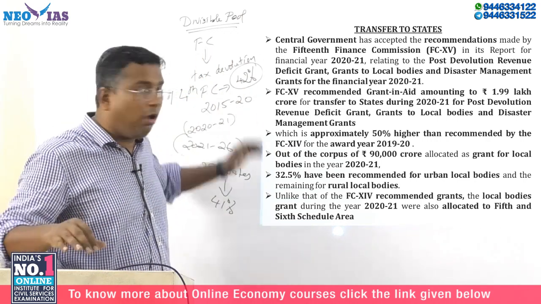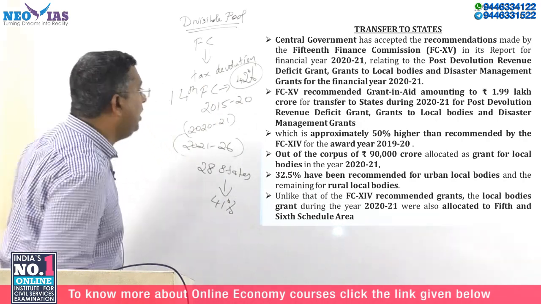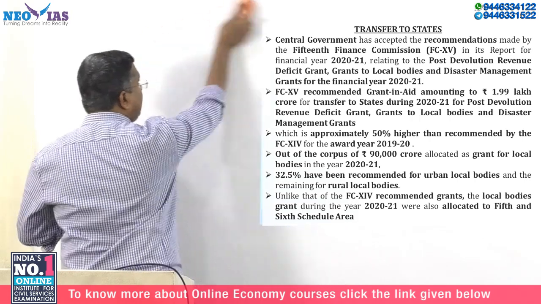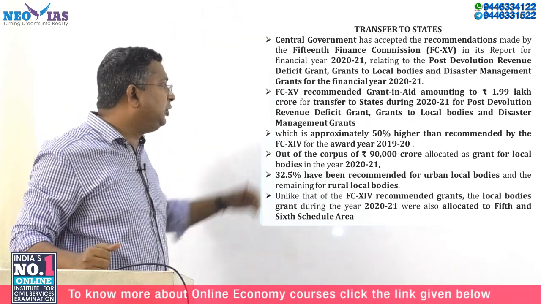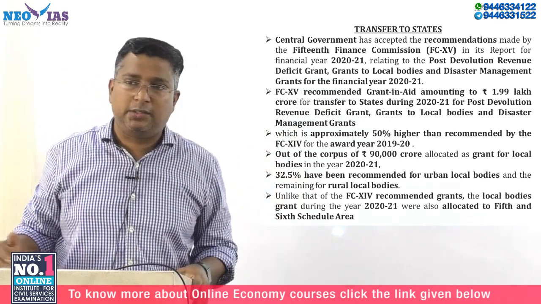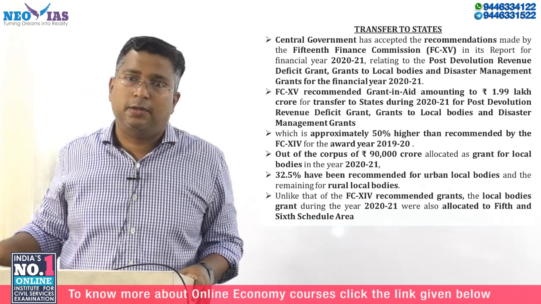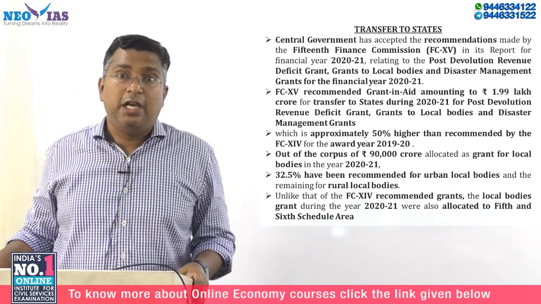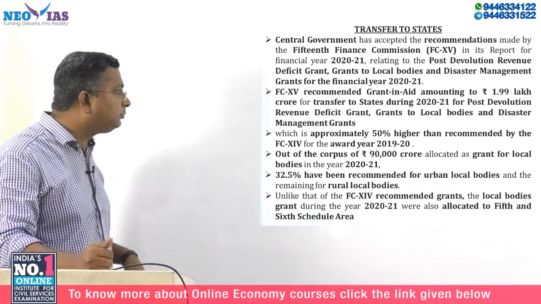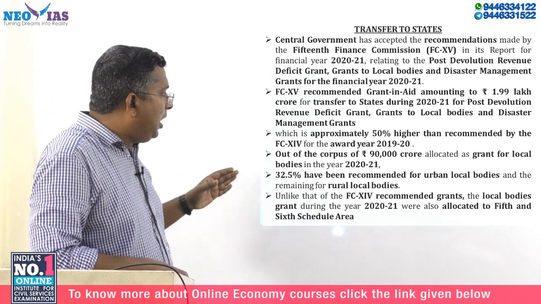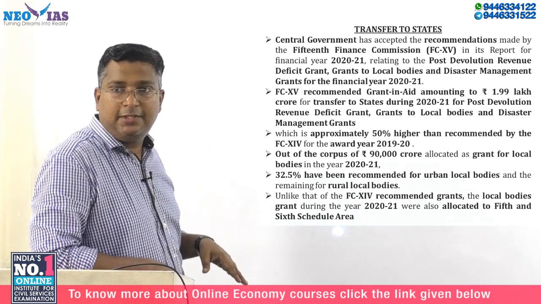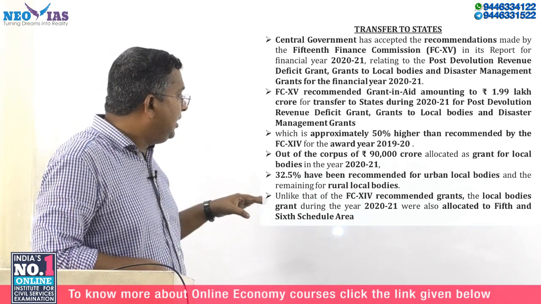In this year, 2021, the 15th Finance Commission recommended grants-in-aid totaling 1.99 lakh crore for transferring to the states for this year. For these 3 grants combined together, the Centre for this one year, 1.99 lakh crore. So you need to know which grant is highest, in decreasing order. We'll come to it. This grant is approximately 50% higher than the 14th Finance Commission.